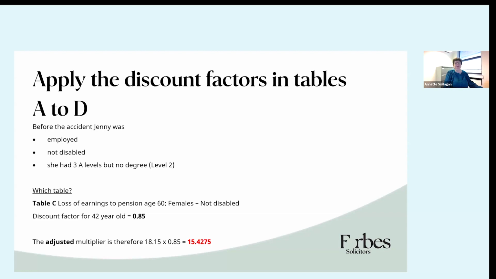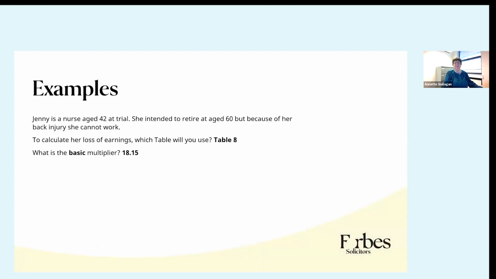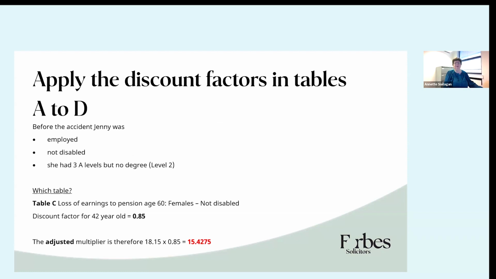Which table would you use? You would use table C, females, loss of earnings to pension age not disabled, and the discount factor is 0.85. So you would apply your previous multiplier, which is 18.15, times the adjusted figure, the discount factor of 0.85, and you get an adjusted multiplier. So that's the further calculation you have to do for a claim for loss of earnings.